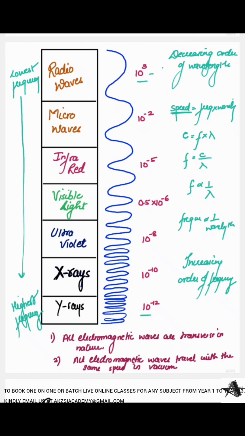And I just described that they have the same speed in vacuum, which is 3 into 10 to the power of 8 meters per second. Not necessarily only in vacuum, you can say vacuum or air, there will not be much difference. So these are the two most common properties that they all share.